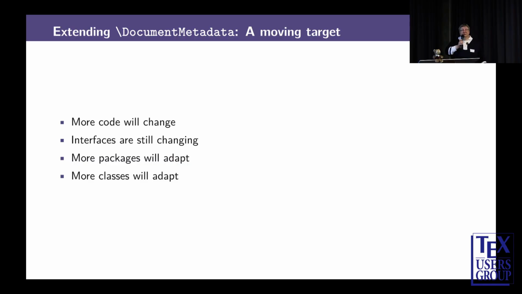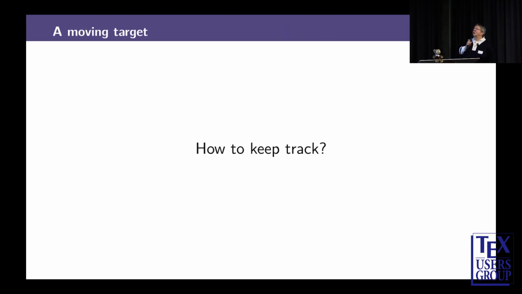And it is a moving target. A change changes, and in half a year it will be more different. There will be more code changes. We're still discussing keys, names, and whether you want the new interfaces or not. So it is a moving target. How do you keep track of this moving target?